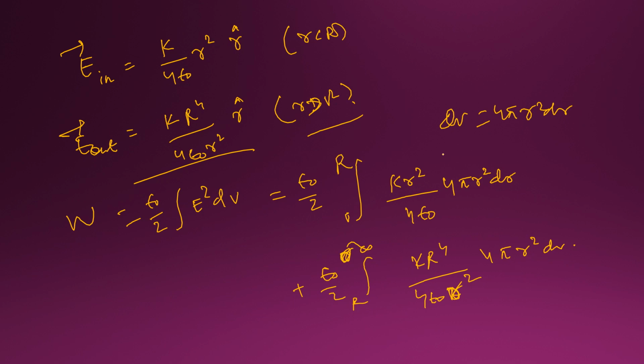Okay, so the 4 and 4 cancel out, everything will go out for this one. The r² cancels out too. So everything goes out for this one.